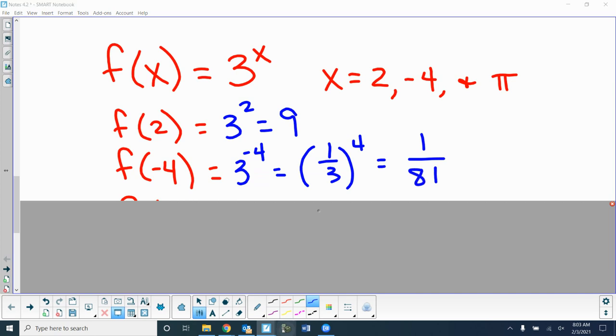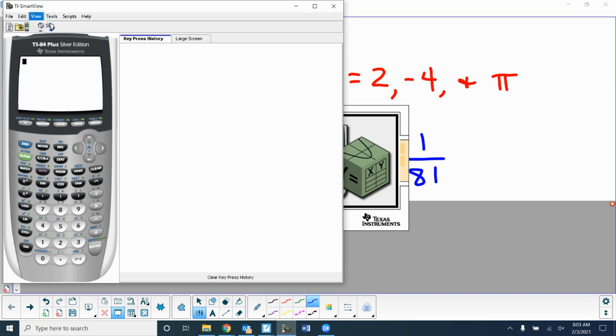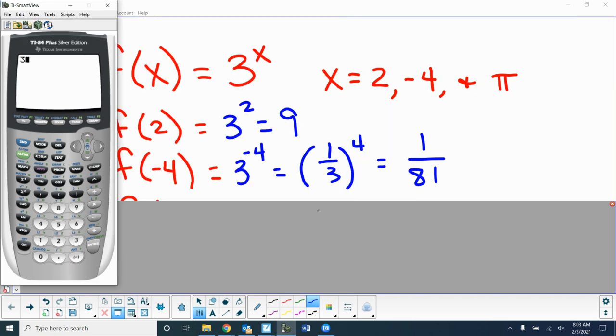But again, you can do that on your calculator. You'll get a decimal, which is also okay. 3 caret negative 4, you get that 0.0123456789. Well, that's because it rounded, I think. But again, if you hit math and enter twice, it should say 1/81. So either way, it's acceptable.